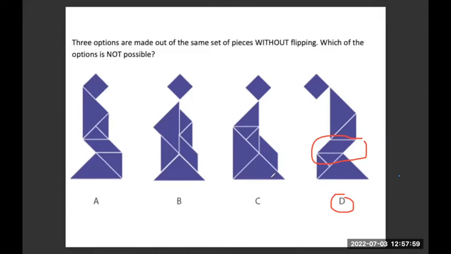Okay. What about option D? Vanshika. Ma'am, I believe the triangle is flipped. Triangle split. Okay, which one? The one that actually makes two triangles make one. So here the straight line is not there.